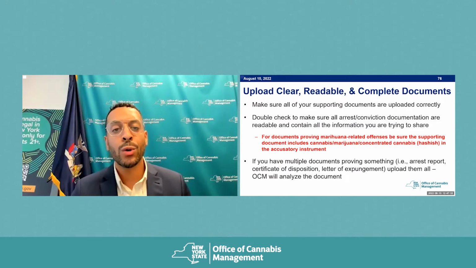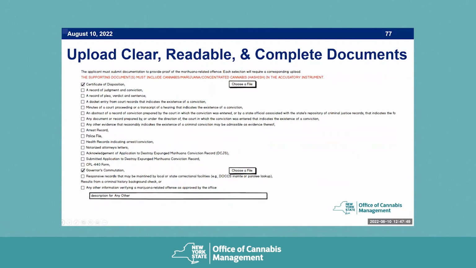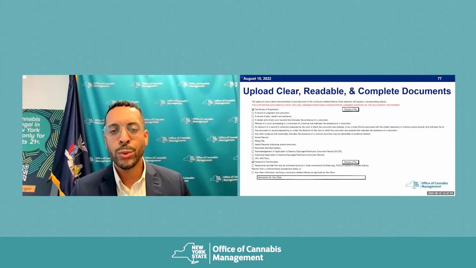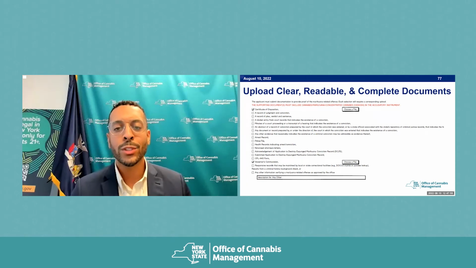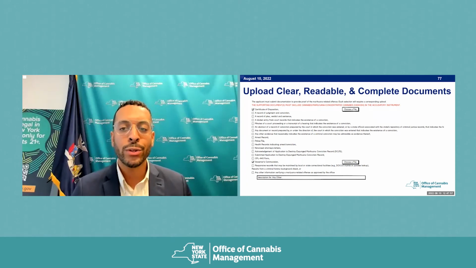Documentation must clearly show one of the eligible New York State offenses and indicate the arrest or conviction was related to cannabis, marijuana, or hashish. If you have several different documents for one conviction, you may upload them together as one package. As you can see here, you'll be asked what kind of document you're uploading. Whatever documentation you choose to include in your application as proof, the most important thing you can do is make sure that whatever you upload is clear and readable.